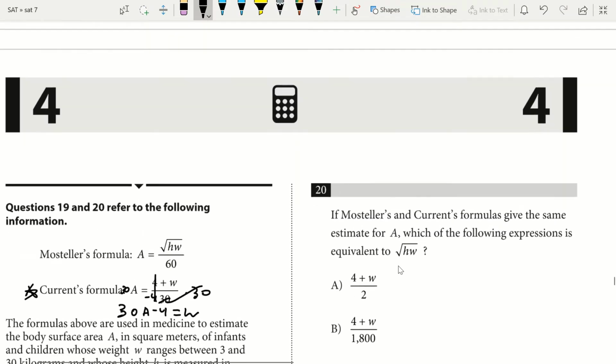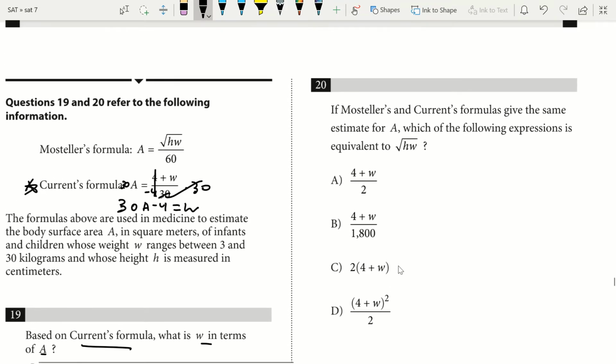All right, moving on to question 20. If Mosteller's and Current's formula give the same estimate for A, which of the following expressions is equivalent to HW? All right, if they're both equal to A, then I can just set them equal to each other, right? Because they each equal A. So now I'll rewrite that equation over here. So I got 4 plus W over 30, and I'll go ahead and erase this just so you can see clearer. All right, so you see that?